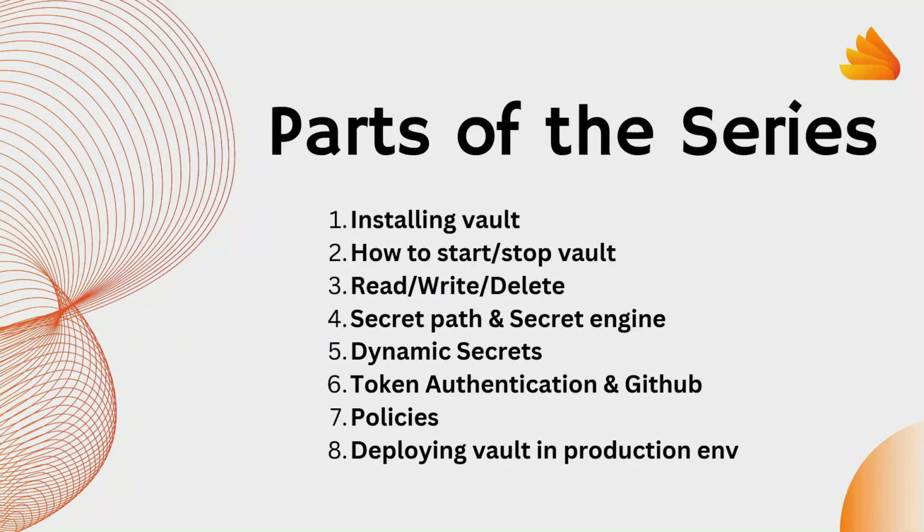And then the fourth step. In the fourth step, we'll explain the intricacies of secret paths and engines, crucial for organizing your secrets efficiently. And step 5 is all about dynamic secrets, a game changer for automated access management. Then step 6 will cover the token authentication method and integrating GitHub as an authentication source. Step 7 will detail how to create and manage access policies within Vault.